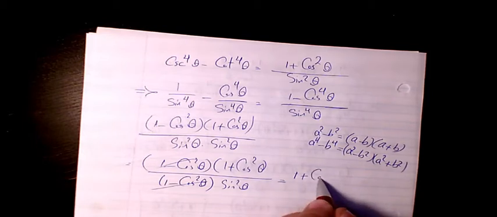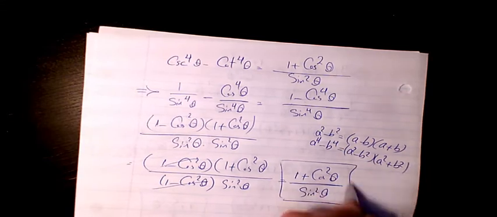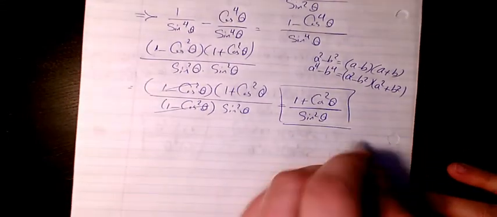So I will have 1 plus cosine squared theta divided by sine squared theta. That will be the answer.